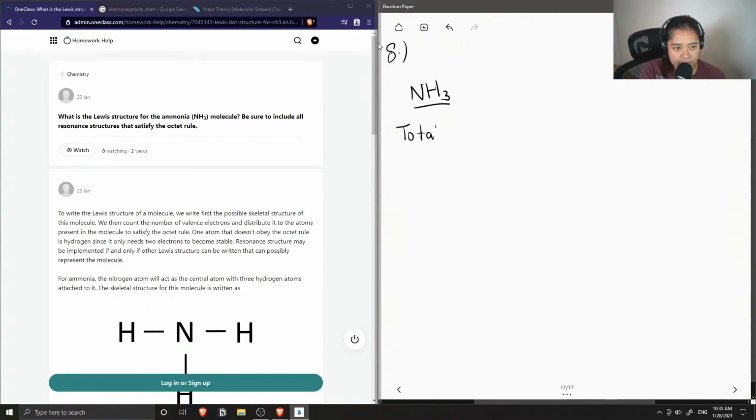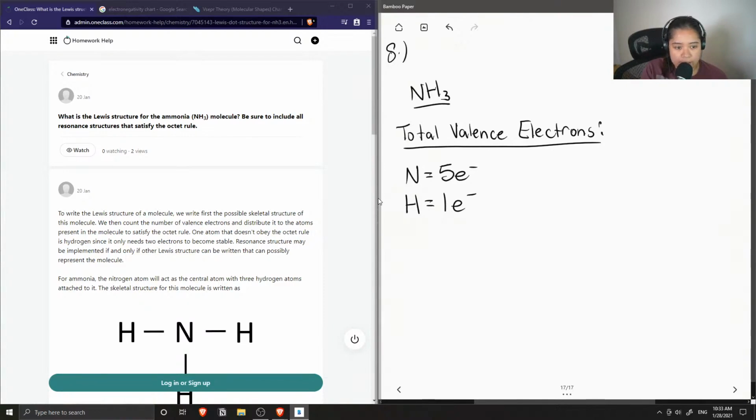So when writing out the Lewis structures, we first need to calculate the total number of valence electrons for this molecule. In the case of nitrogen, nitrogen has 5 valence electrons, and hydrogen contains 1. And since there are 3 hydrogen atoms, we would multiply this value by 3. If we were to add them up, we would find a total of 8 valence electrons.